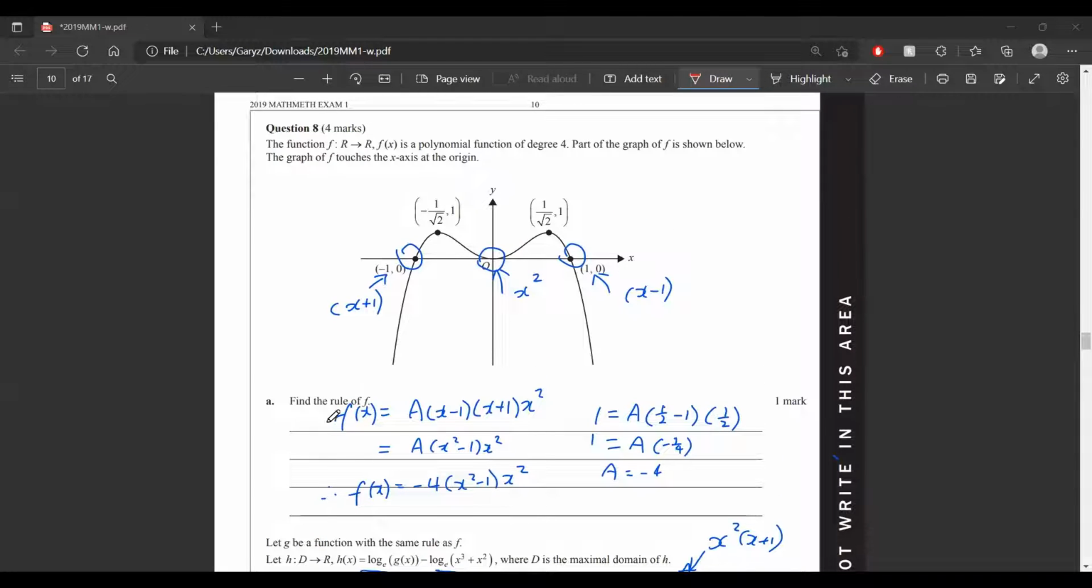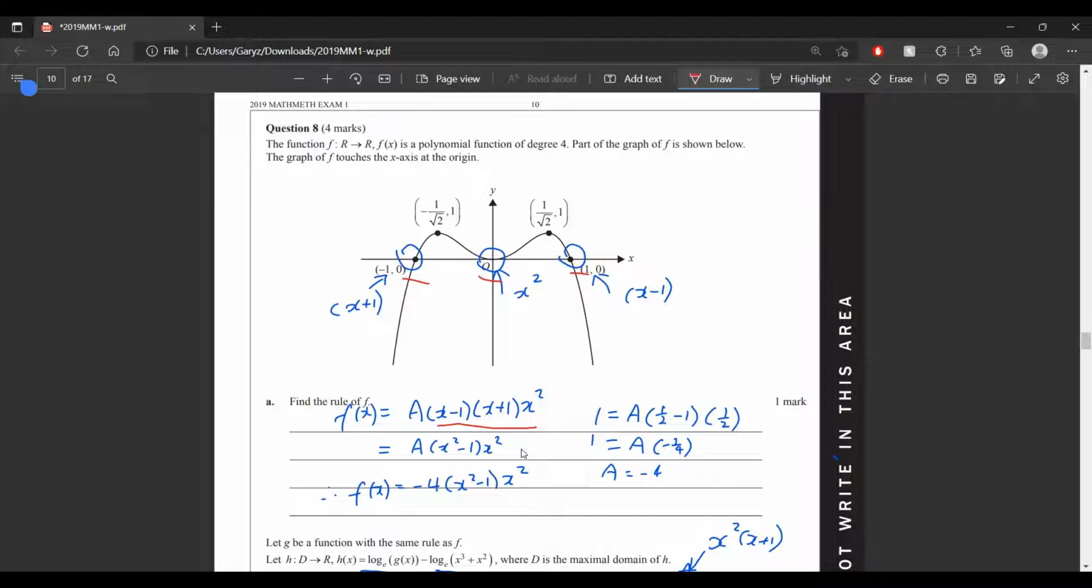For question 8, part A asks us to find the rule of f. Notice how I've drawn 3 points here. These 3 points should tell us that they represent these respective features of the graph. If anyone has any question regarding that, please let me know. Other than that, we know that these 3 features must be in our graph.